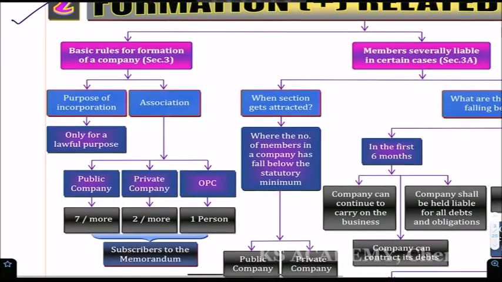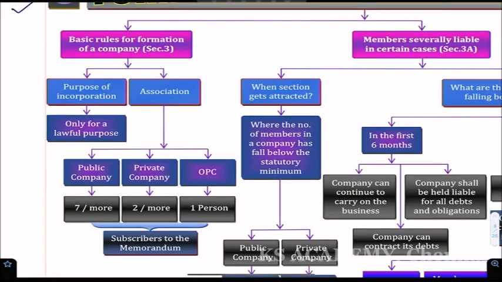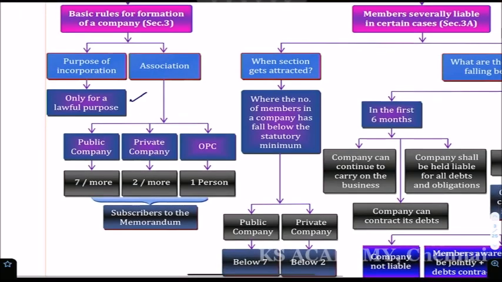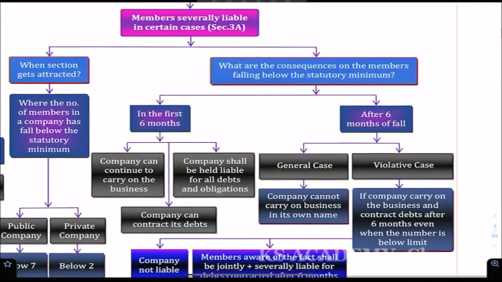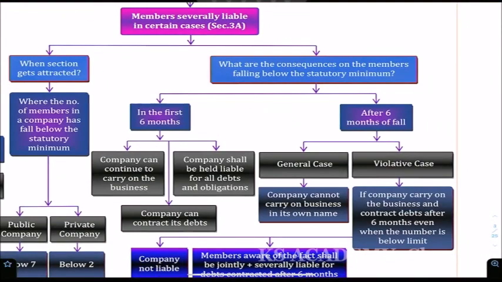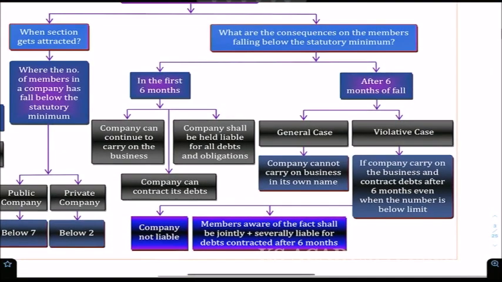Basic rules for formation. What is the purpose of incorporation of a company? Only for a lawful purpose. Association means, in case of public company, how much association? Private company, OPC, they will be forming as subscribers to the memorandum. Very good. Next, members are severally liable in certain cases. Section number 3A. Read now.